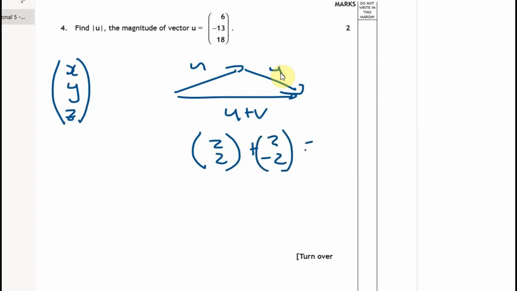Okay, add them together, that gives me 4, 0. I'm just adding the tops, and I'm adding the bottoms. And it makes sense, that one, doesn't it? I'm going along 4, not going up any. Okay, so if you're adding them, you're doing that.